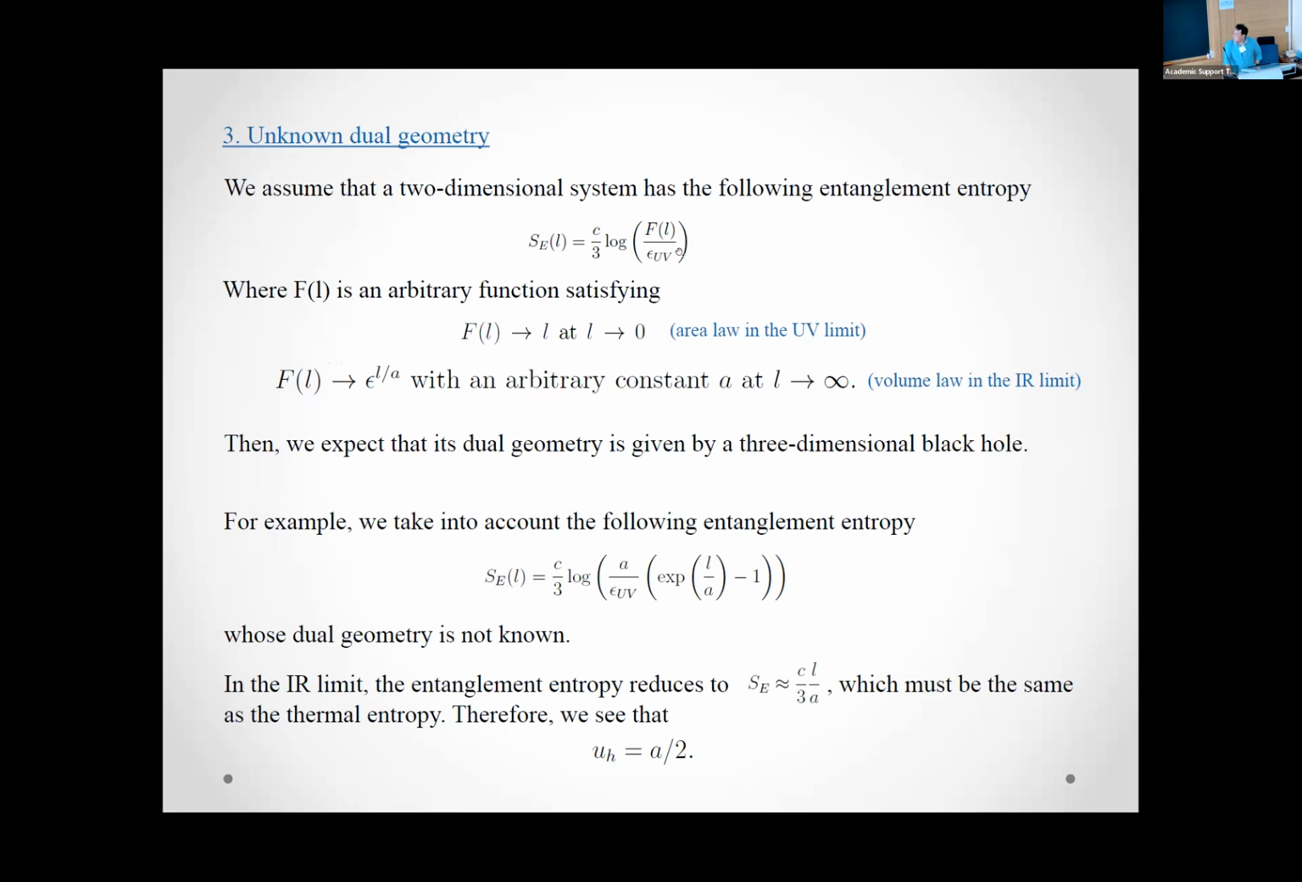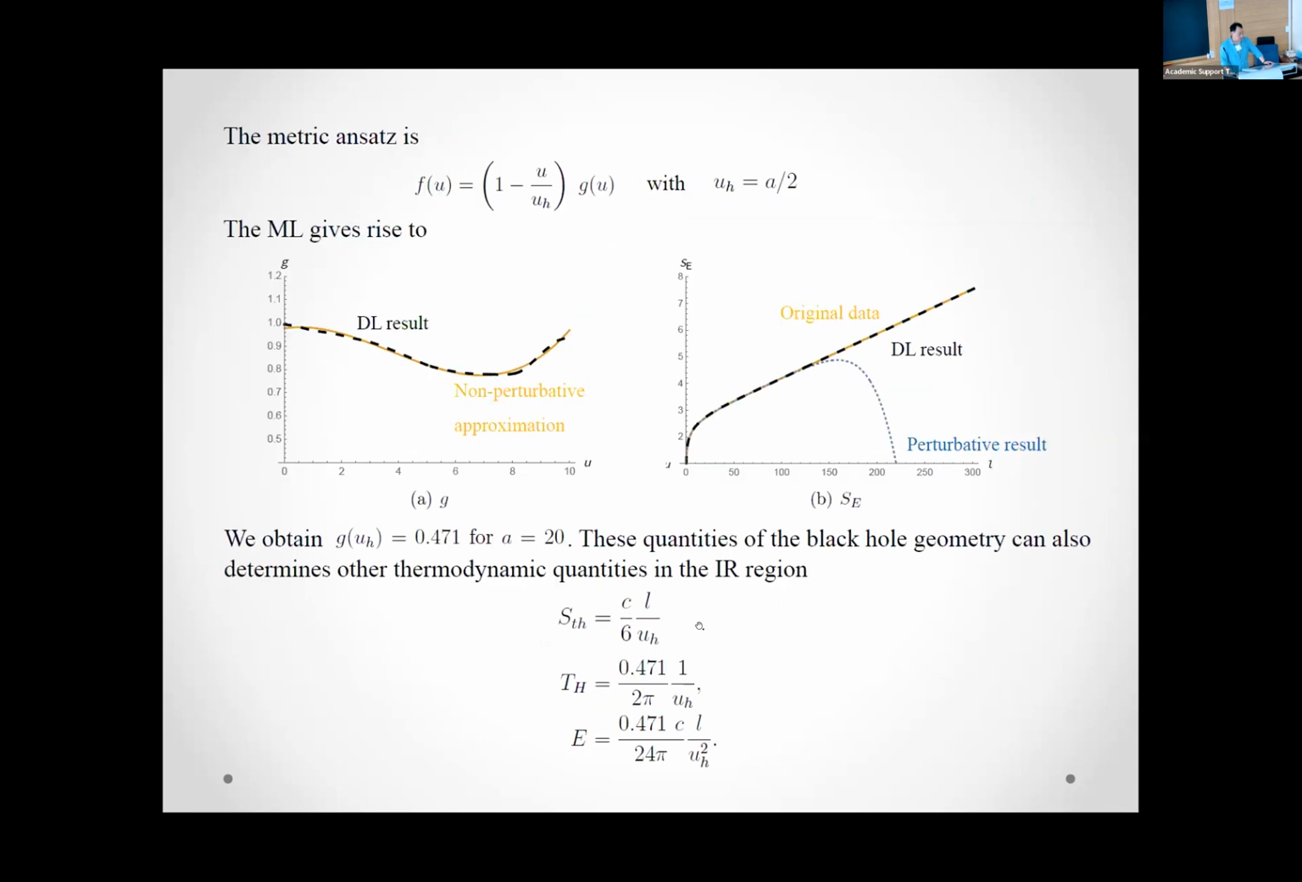So we consider some general case. We don't know what the dual geometry is, or what the dual quantum field theory is. Anyway, if this result is given, we take a specific example. In this case there is no information about the horizon, the regular function, or the blackening factor. But from the IR form, we can determine that the horizon appears at A/2. So that is the position of the horizon. We can determine the horizon position from this entanglement entropy, but still we don't know what the regular function is.